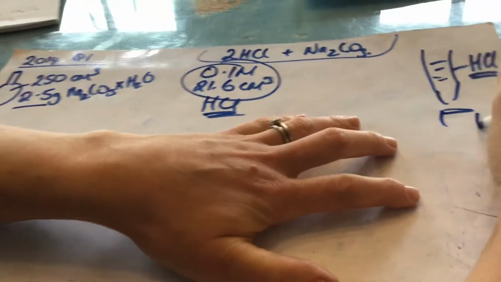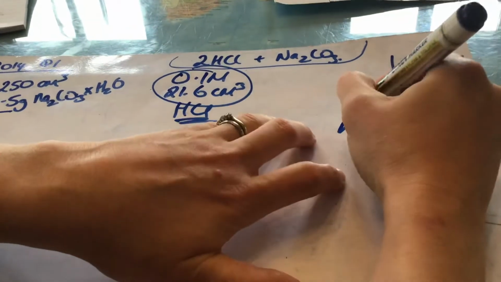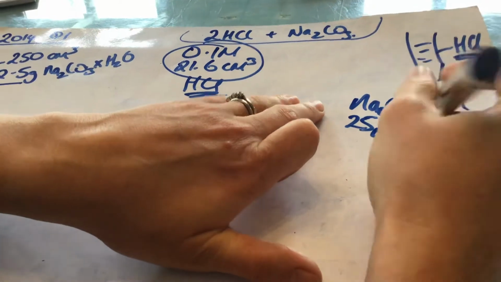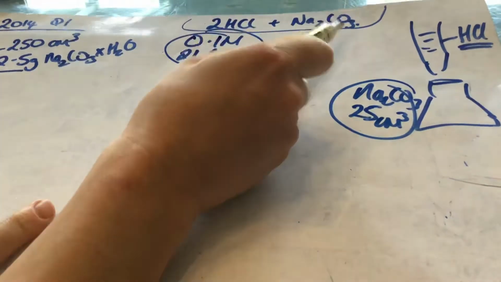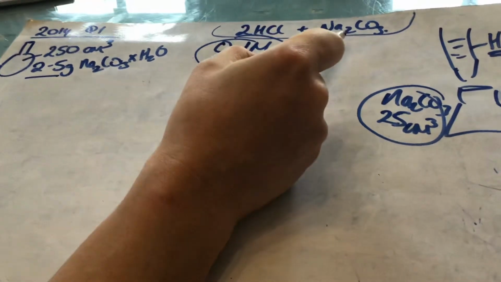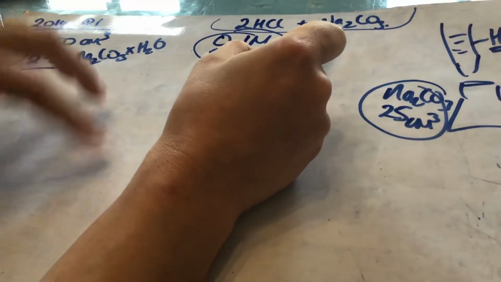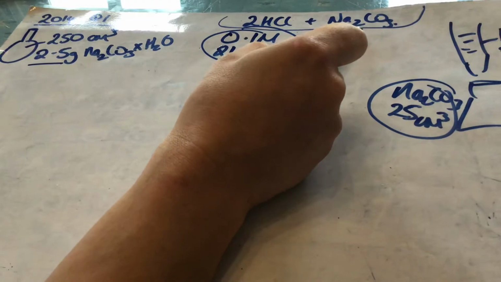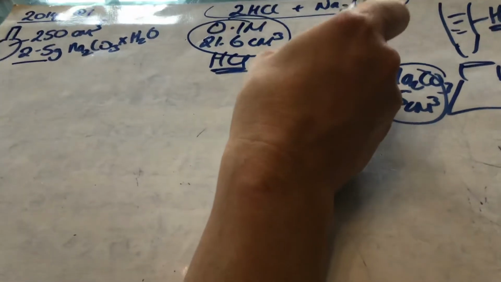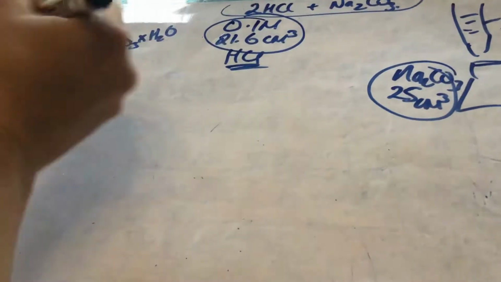What goes in down here then, in the conical flask, is 25 cubic centimetres that they pipetted in of your washing soda solution. But it's only the anhydrous sodium carbonate that will react with the HCl. So when you're calculating the concentration from the titration, it's just the anhydrous sodium carbonate that we're going to be able to calculate the concentration of, because that's all that's reacting with the HCl in the equation.